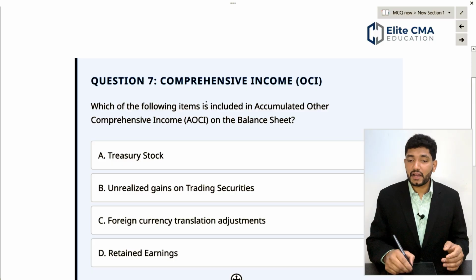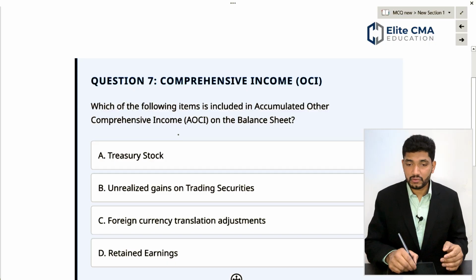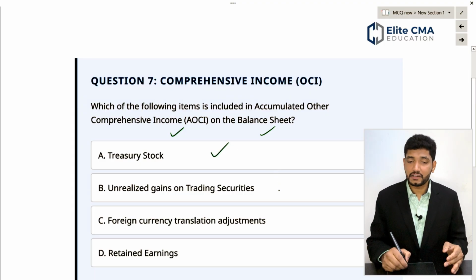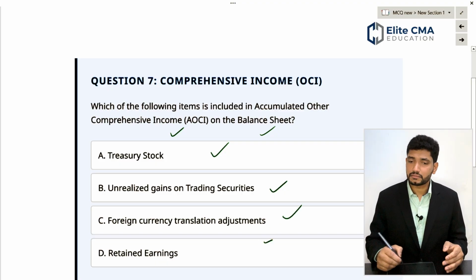Which of the following items is included in the accumulated other comprehensive income on the balance sheet? Option A, treasury stock. Option B, unrealized gain on trading securities. Option C, foreign currency transaction adjustments. Option D, retained earnings.